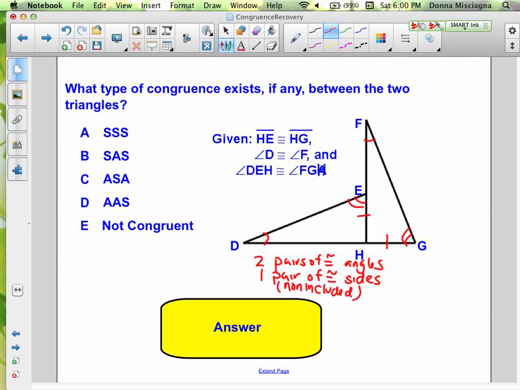it wouldn't be angle, side, angle, but it would be angle, angle, side. Anytime you have two pairs of angles and a side, the triangles are going to be congruent. You just have to decide if it's angle, side, angle, or angle, angle, side.